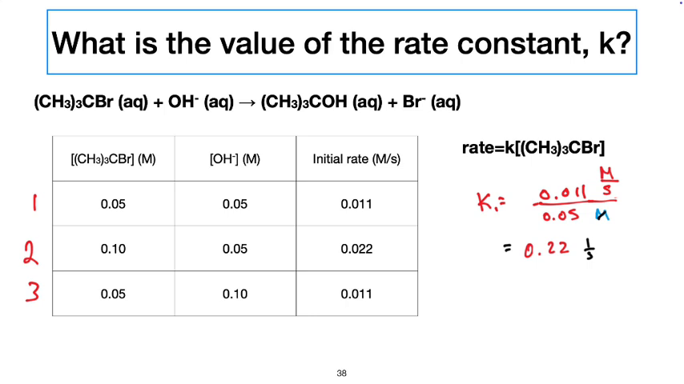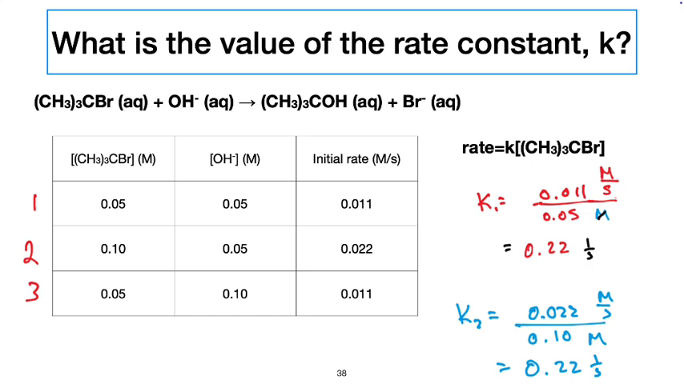It's the same process, right? K2 equals 0.022 capital M over S divided by the concentration. Someone needs a better attention span, I think. That's me, by the way. And I would get 0.22 per second, right? That sounds kind of familiar, doesn't it?